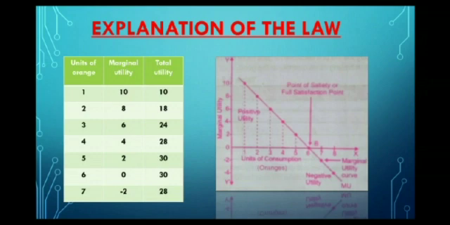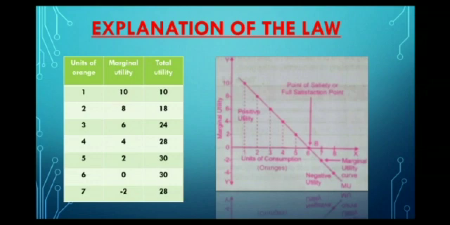You see here in this table, units of orange, marginal utility and total utility have been given. So in this table, when our hypothetical consumer takes the first unit of orange, he derives marginal utility equal to 10 units. As he continues to consume the second, third and fourth unit of orange in succession, he derives less and less utility equal to 8, 6, 4 respectively. With the consumption of 6 units of orange, his marginal utility falls to 0.